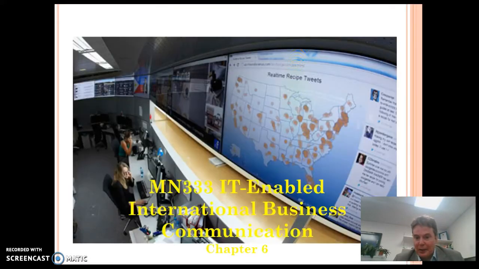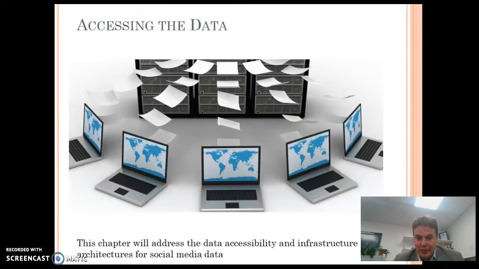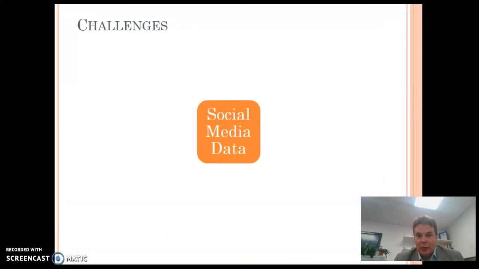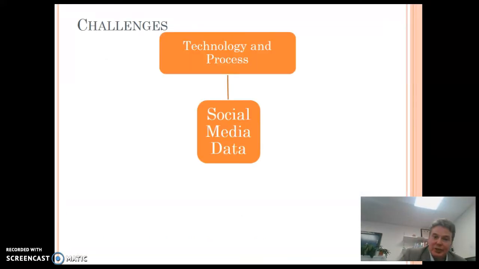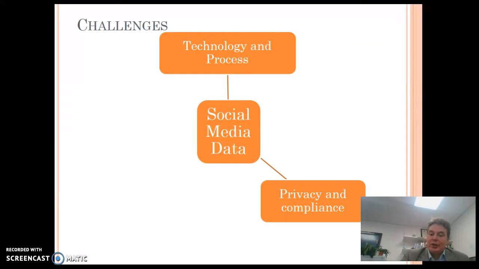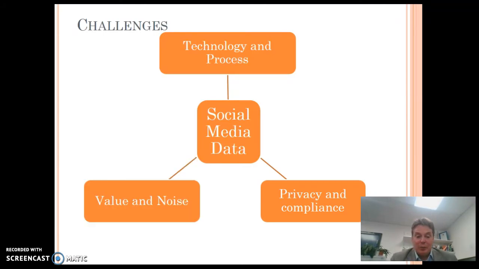So again, now we're back in the Christian book, and it's chapter 6. So it's about accessing social media data. If we think about what the challenges are, there's technological challenges. It's a big thing coming up with GDPR now, this idea of privacy and compliance. So we have to respect people's rights to privacy. We can only use data for the reasons it's collected for. So we have to be very careful when we're sharing data across the organization that we're not breaching people's privacy.